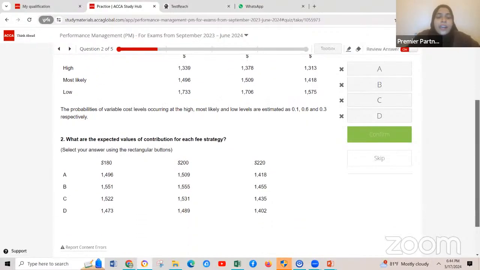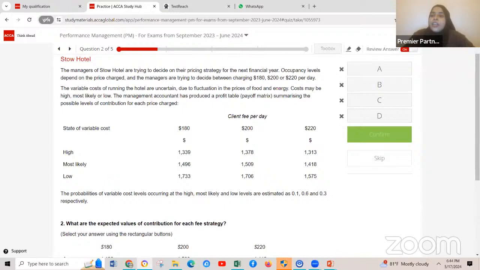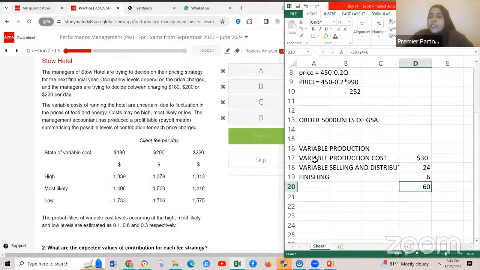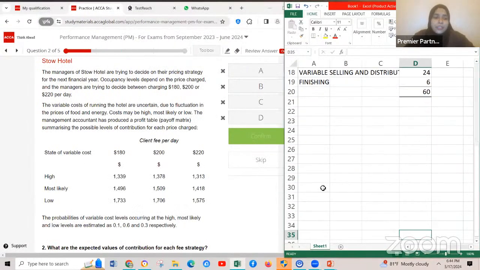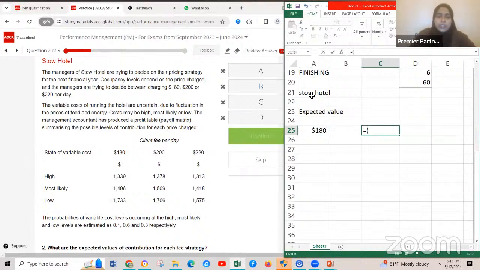Next one. What are the expected values of contribution for each pricing strategy? For each pricing strategy, they're asking you to find the expected value. Very simple. So, the expected values: for the 180 price, what's the expected value? We can just do a quick working.